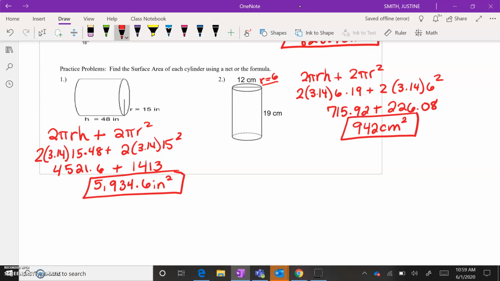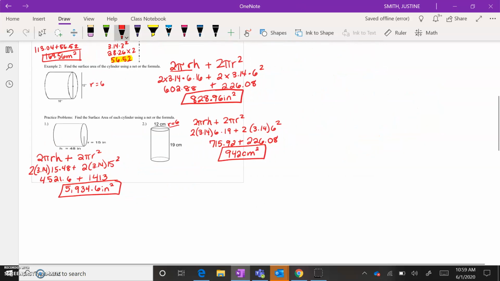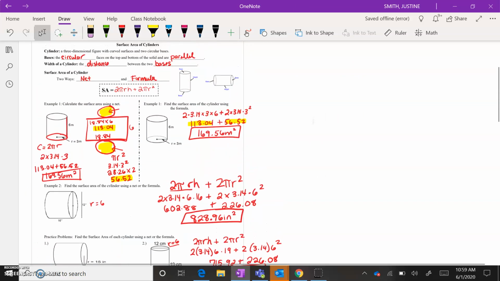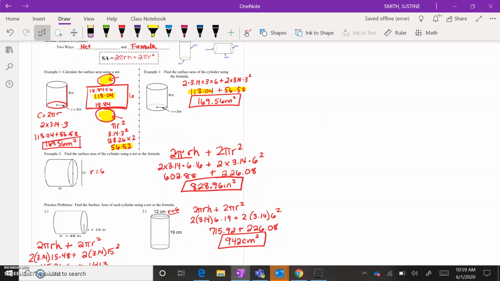So hopefully that was pretty straightforward for our last look at surface area of a cylinder. If you have any questions, make sure you star them, and then we can go over them when we do the live session.